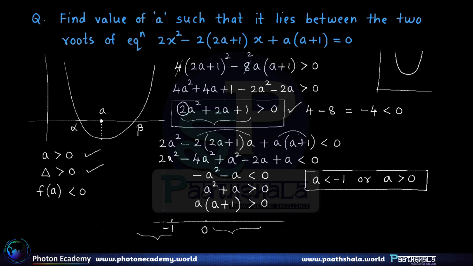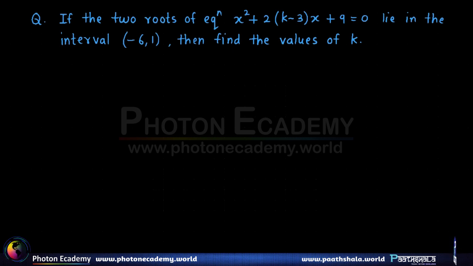Let's move ahead. If the two roots of equation x square plus 2 into k minus 3 times x plus 9 equal to 0 lie in the interval minus 6 to 1, then find the values of k.